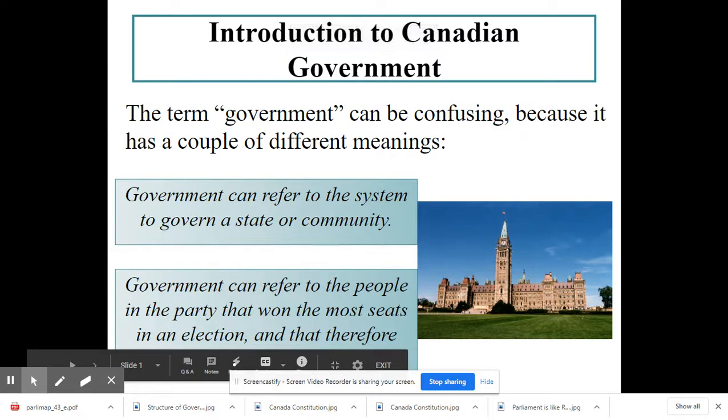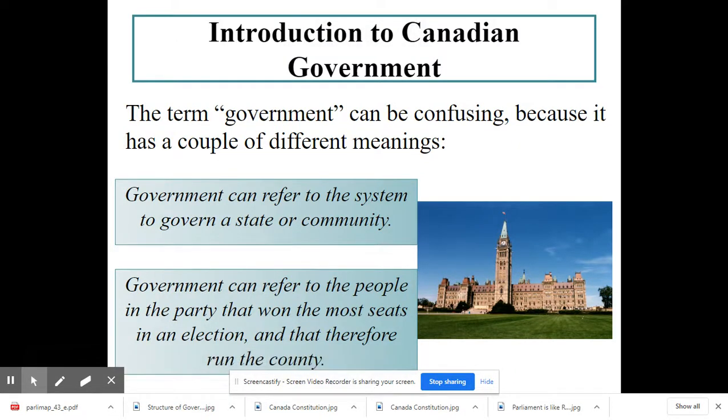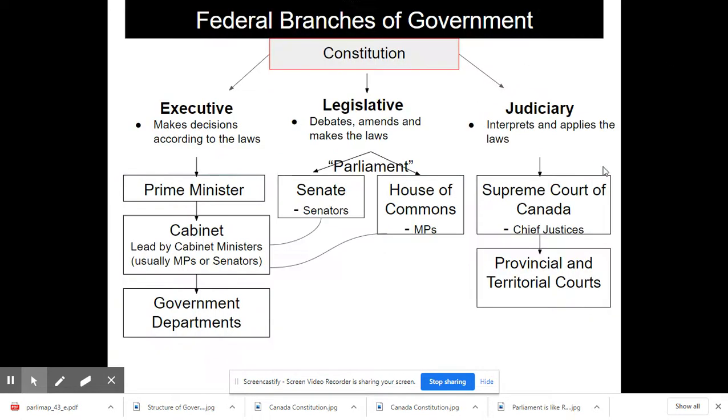So this slideshow is going to take us through an introduction to Canadian government. Government can be confusing as a term. It has two different meanings. One, it refers to the system used to govern a state or community. And secondly, it can refer to the people in the party that won the most seats in an election, otherwise known as the government. So keep those two things in mind.